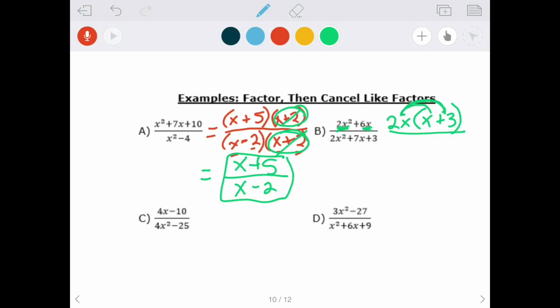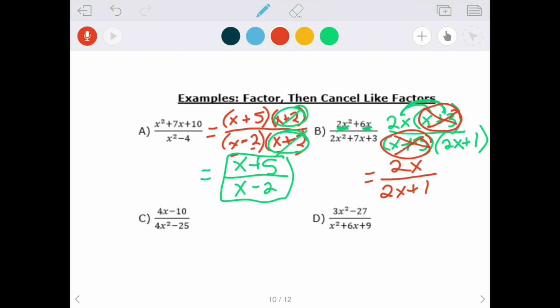The second expression in the bottom, or polynomial, can factor with x plus 3 times 2x plus 1. And you can do that again by either using the box method or the X method to factor those. Looking at our common terms, I see that I have an x plus 3 in both the numerator and denominator. So I'm going to cross these out, which leaves me with a 2x in the numerator and a 2x plus 1 in the denominator.